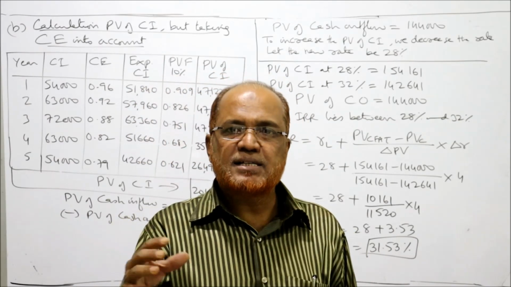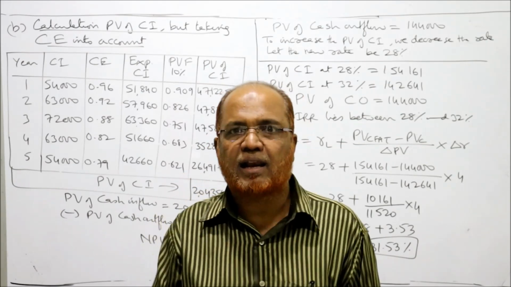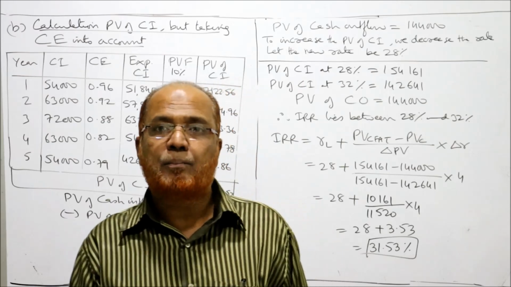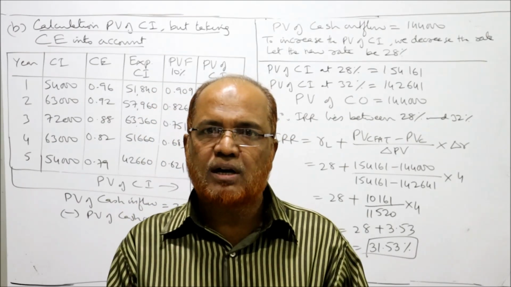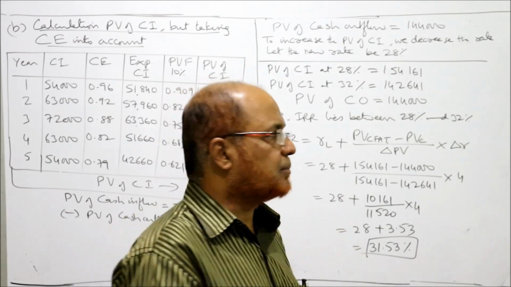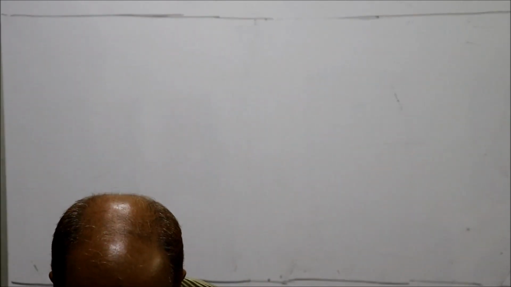Similarly, applying the certainty equivalent coefficient CE factors and then calculating NPV, we got the NPV as 60,357, a positive NPV. So both the criteria favor that this project should be accepted. See the next problem, that is problem number 31.